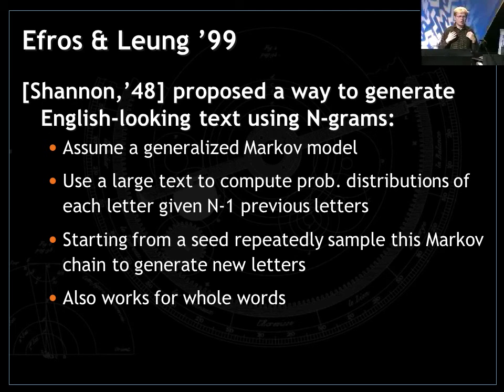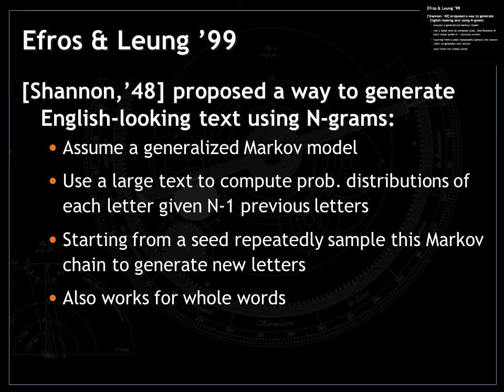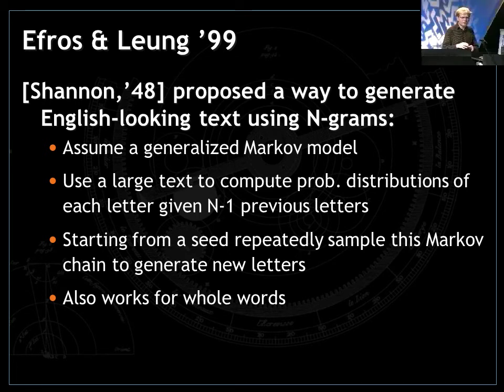For me, the inspiration comes from language, and Claude Shannon proposed a way to generate English-looking text using the n-gram model. And for that, we assume that English text is a Markov model, adhering to the Markov property. Not the right assumption, but let's just go with it. And then what we do is compute these huge probability tables. For every letter, what's the distribution of every letter given the n-1 previous letters? Okay? Once we have that, to synthesize new text, we just start with some seed words, and then we sample from this Markov chain one letter at a time to get our text.